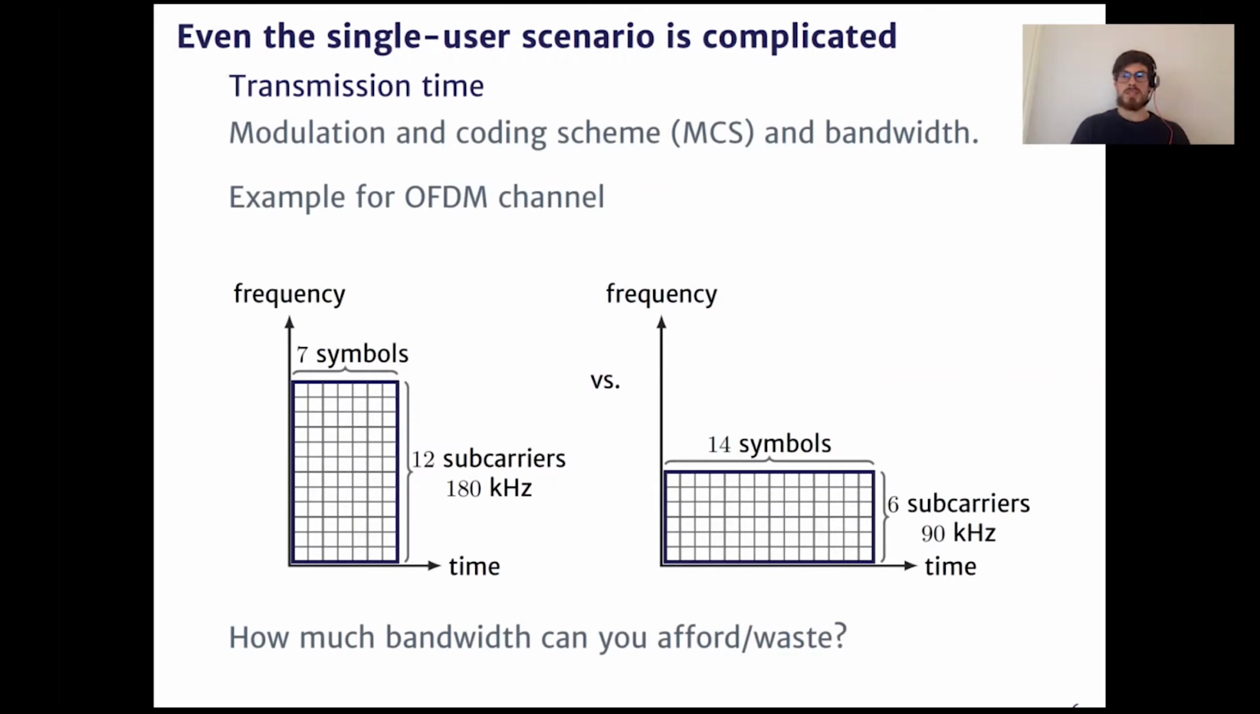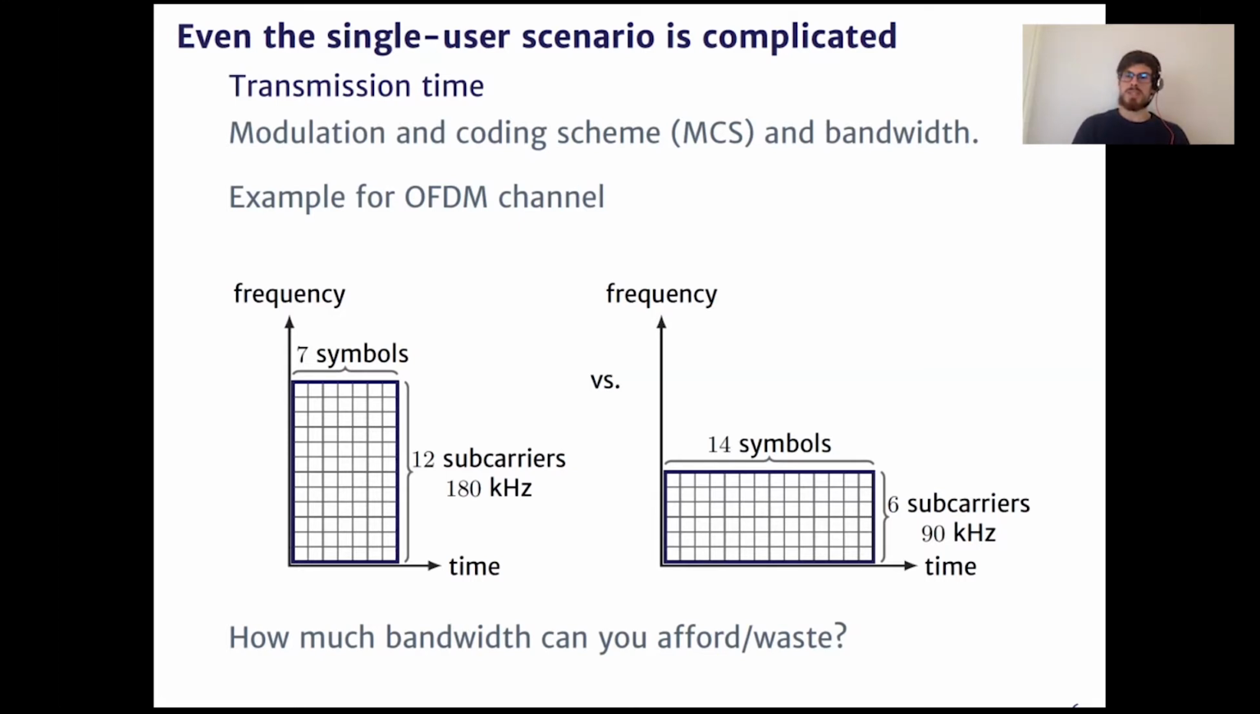I have to say that even this simple single user scenario, when looking only at the transmission time, is complicated. Why? Because there are many variables. We have different modulation and encoding schemes. Higher order modulations, of course, will give you a higher data rate to transmit, for example, 32 bytes, but are less reliable, so more prone to errors. Lower modulation and encoding schemes are more robust, but of course you need more time or more symbols to transmit.